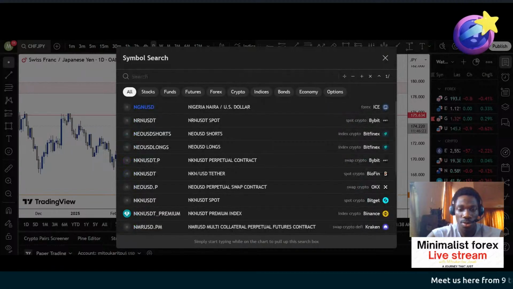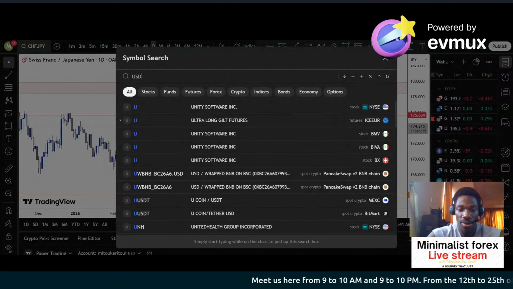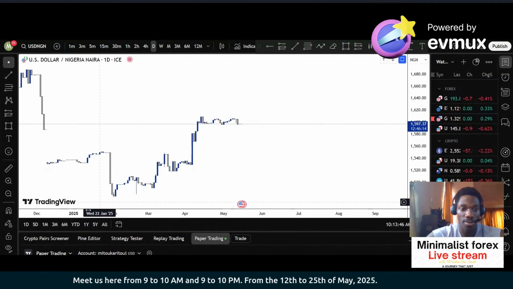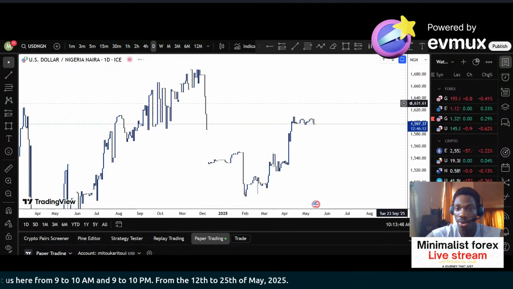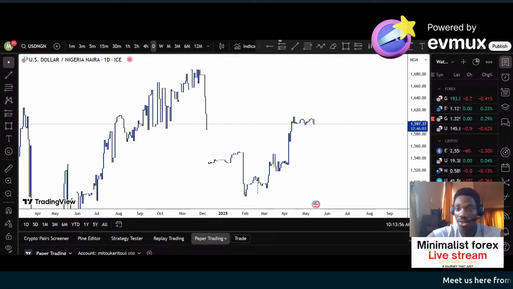If I go on to the USD NGN, this is the Nigerian naira against the US dollar, right? So what it says here is, for you to get a unit of the dollar, you need 1,597 naira. And that's basically the exchange rate. So that's what all this chart means.